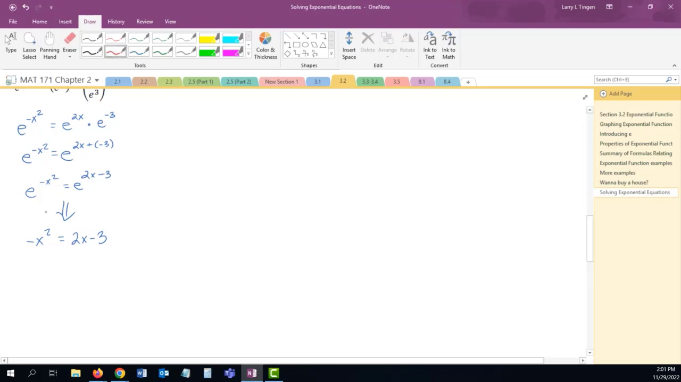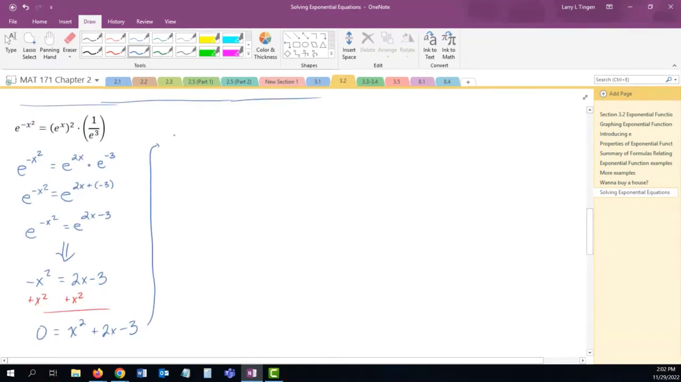It's a quadratic. Everything to one side. Well, I'm going to add x squared to both sides so that my leading coefficient is positive, which makes factoring easy. Plus 2x minus 3. And then does this factor? Yeah, two numbers that multiply to negative 3 and add to positive 2. I'm going to write it again just the other way. 2x minus 3 equals 0.